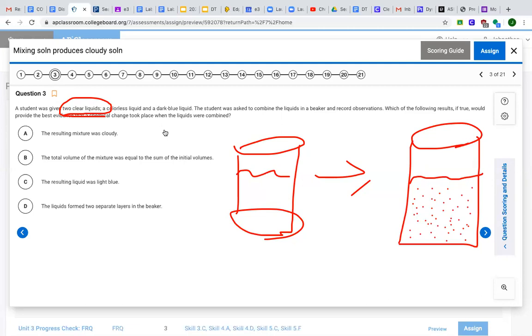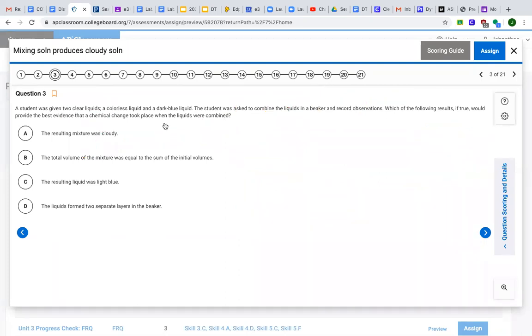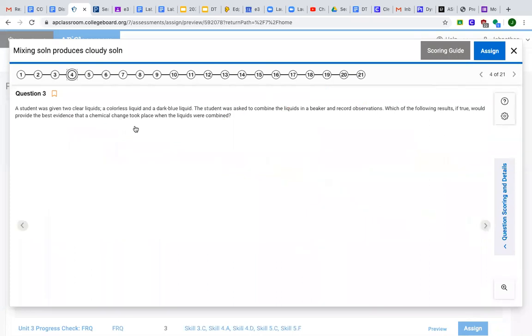Those are solid particles. So the cloudiness comes from solid particles. Something's turned solid in there. All right, any questions? Okay, we're going to move on. Let's take a look at number 4.